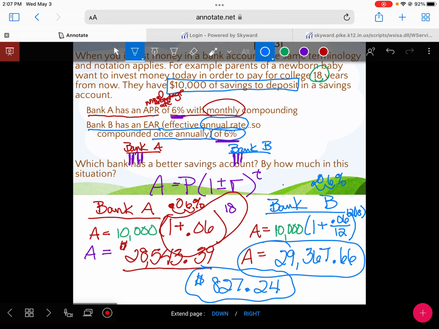Any questions about how we came up with that? T, you okay? You look like you're looking intently. Any questions at all? All right, we got one more question to answer. So Bank B gets us more money.